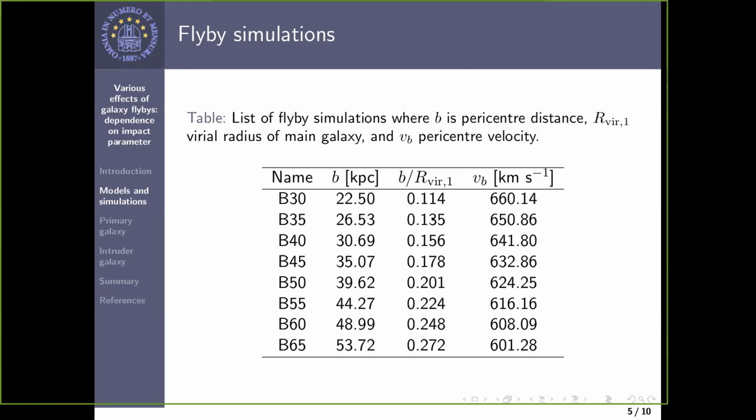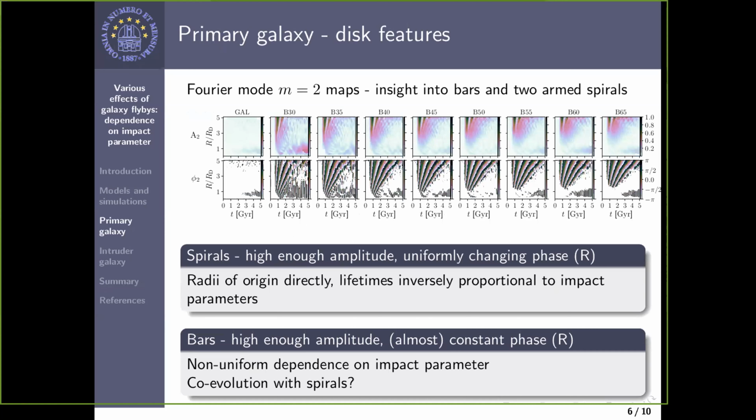So what did we find? As for the primary galaxy and disk features, we explored them using the Fourier second mode, because it's quite a common procedure, which gives insights into bars and specifically two-armed spirals. Even though some more detailed analysis is needed, these evolution maps can actually tell us, even on first inspection, what is going on there. Spirals are manifested on these maps as regions of high enough amplitude and uniformly changing phase across the disk radius, and bars are regions of high enough amplitude and almost constant phase.